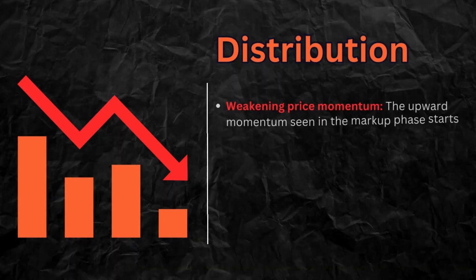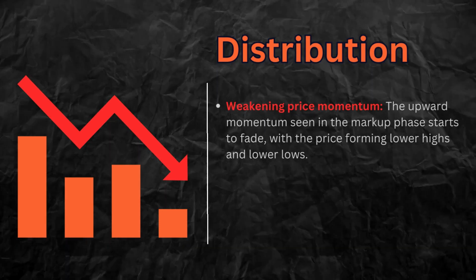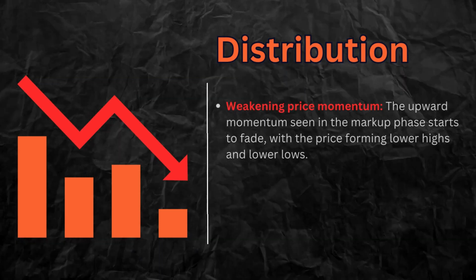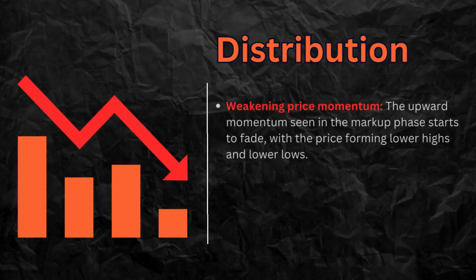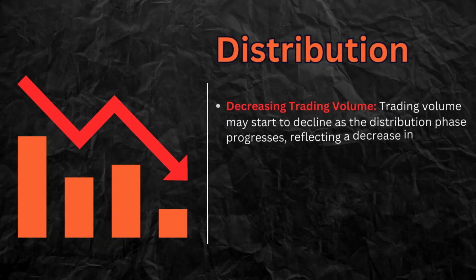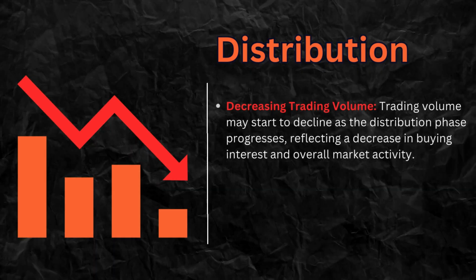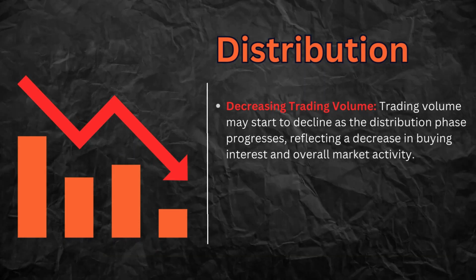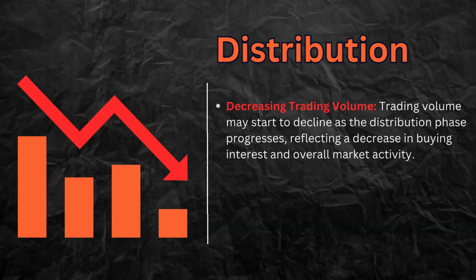And in this phase, you can see the weakening of price momentum. The upward momentum that you saw in the markup phase slowly starts to fade away, with the price forming lower highs and lower lows. You can also see decreasing trading volume. Trading volume may start to decline as the distribution phase progresses, reflecting decreased buying interest.